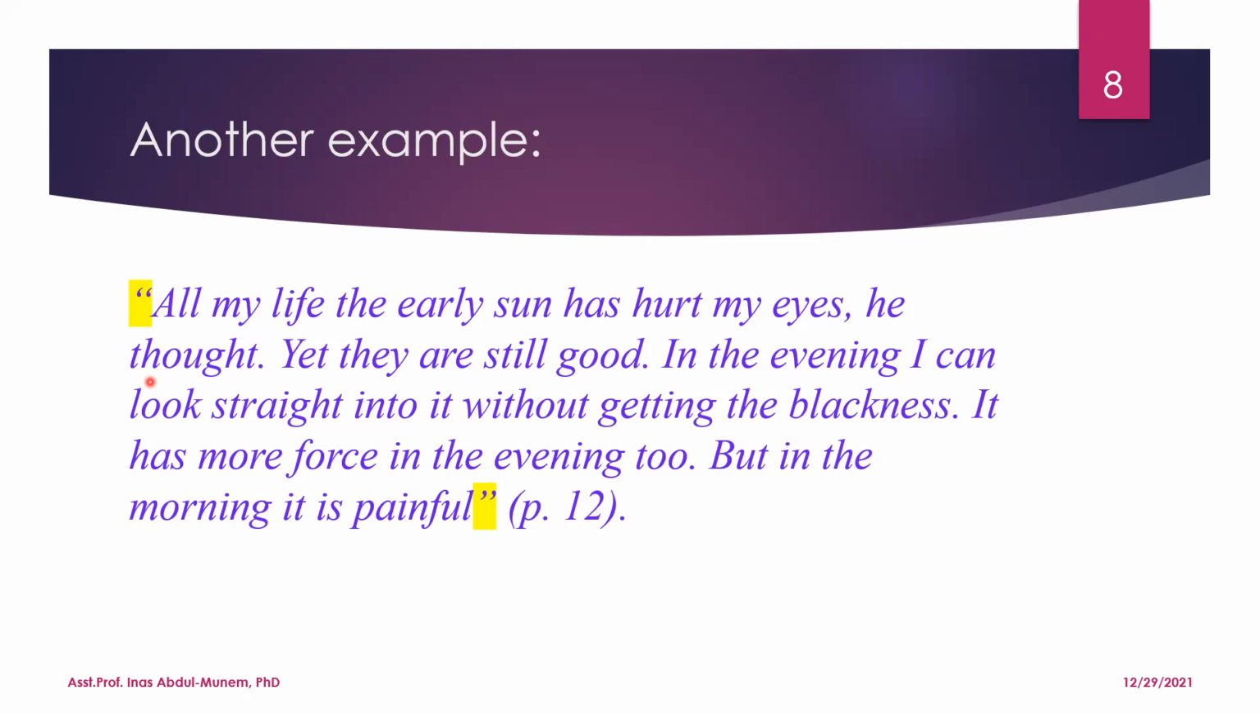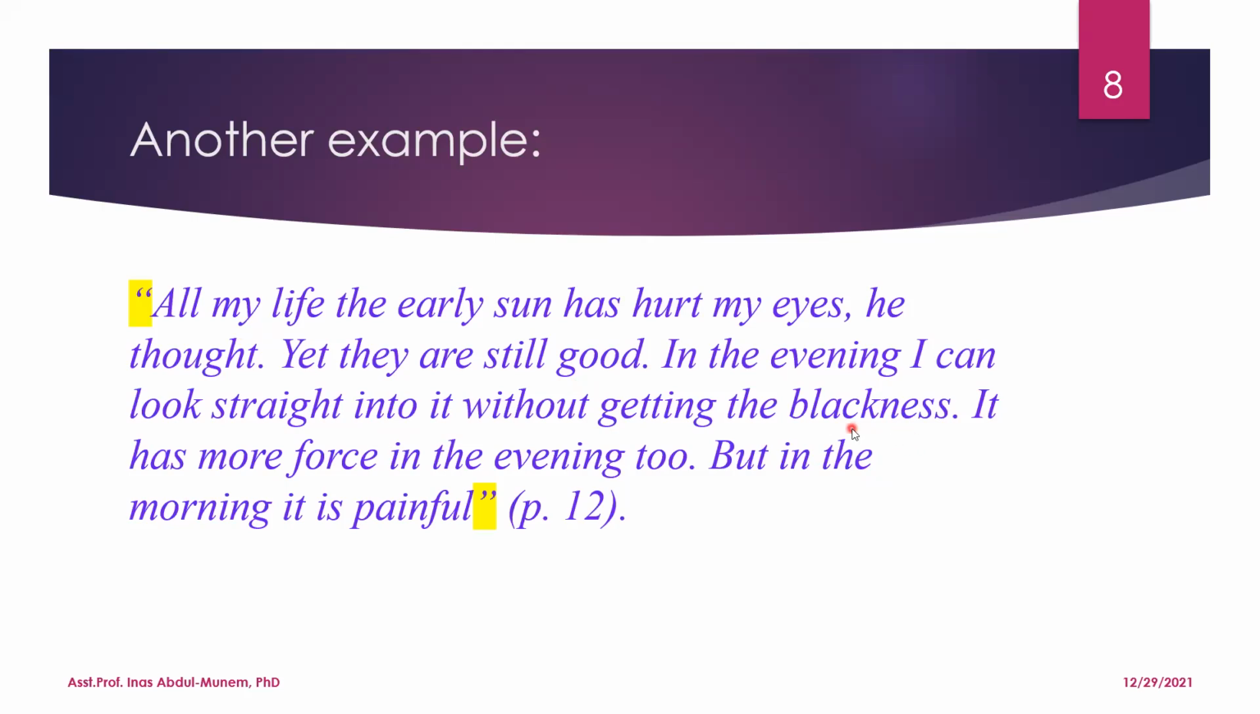Omniscient narrator in the sense that the narrator does what? Knows everything. The narrator knows everything, even the thoughts of characters. Here, the old man thinks in this way, that all his life, the sun, early sun means the beginning of day, hurt my eyes. Then he continues thinking, yet they are still good. My eyes are still good. In the evening, I can look straight into it without getting the blackness.